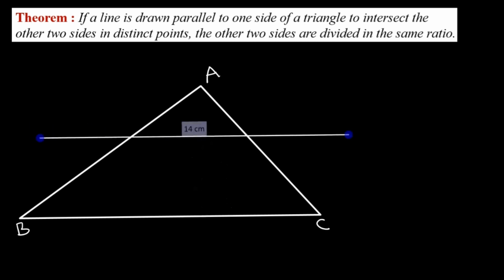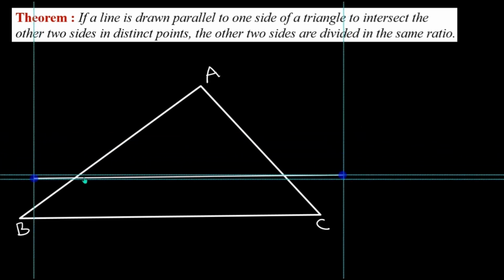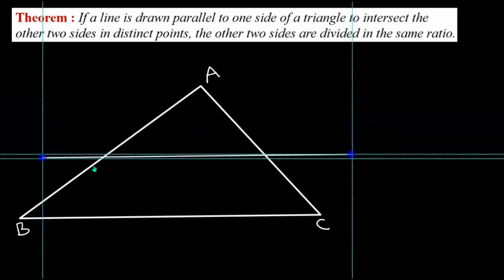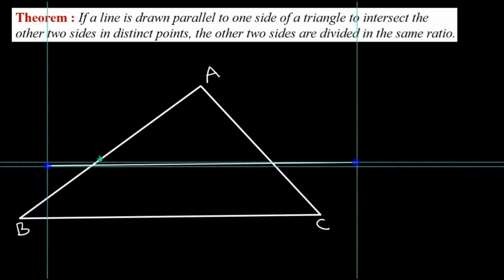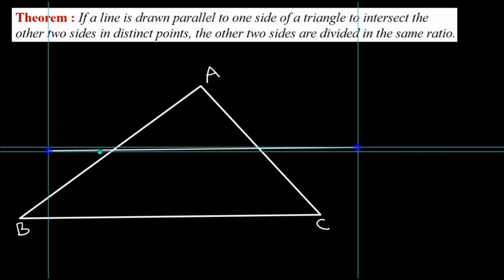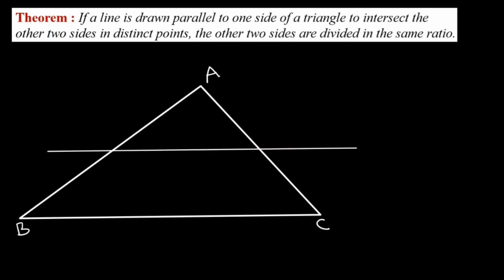This line can be placed anywhere, but it should be parallel to BC. So I'm placing it here, one line parallel to BC. Let's mark these 2 points as D and E. This is D and this is E.